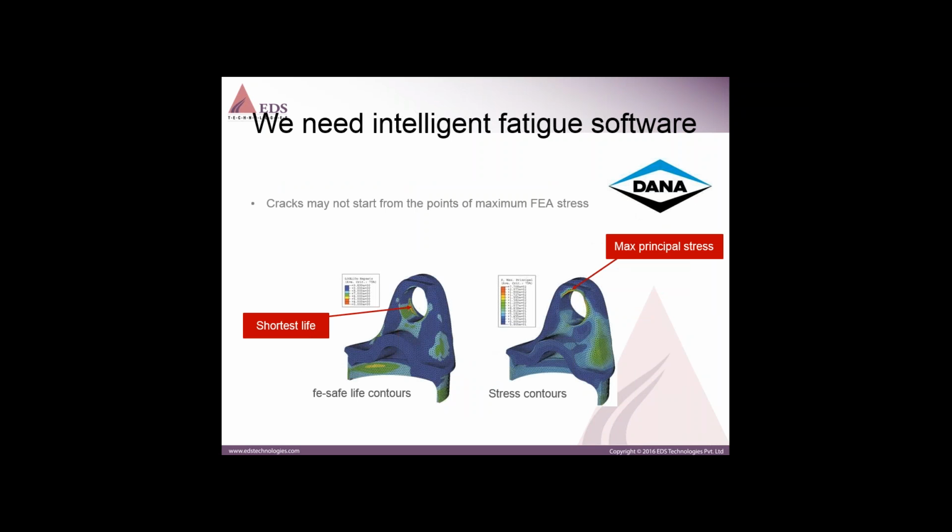This is a drive shaft assembly. This is a case study from Dana Automotive. It supports the case for why you need an intelligent software. On this drive shaft component, the crack did not start from the point of maximum stress. As you can see in the slide, the maximum principal stress location is different, and the shortest fatigue life location is different. And this has been confirmed by testing also.